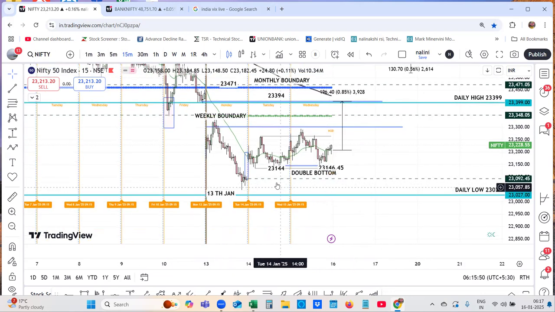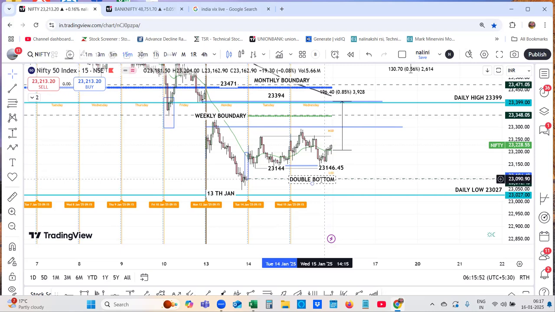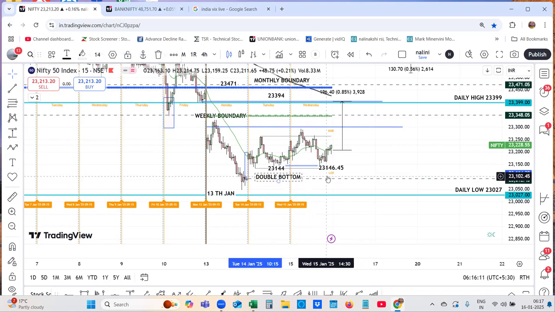And already the market has set up a double bottom in this range, 23,144 to 23,146. So there is static liquidity available in the market. This is static liquidity. By creating the double bottom, market players have created a stage for the static liquidity.